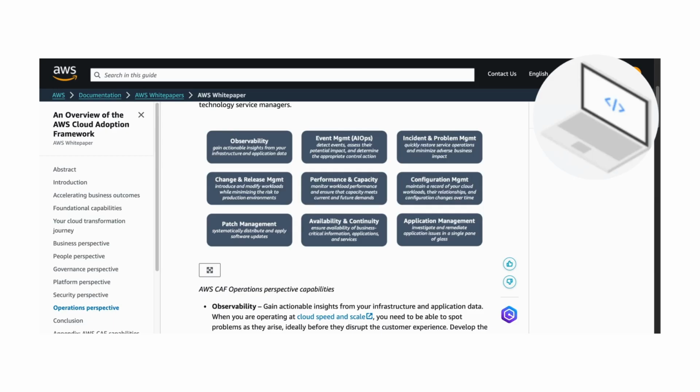And lastly, there's availability and continuity management. Here, the focus is on keeping your critical information, apps, and services up and running no matter what. Setting up cloud enabled backup solutions isn't just about picking the right tech, it's also about making sure your recovery objectives are crystal clear. A solid disaster recovery plan is a must have as part of your broader business continuity strategy.